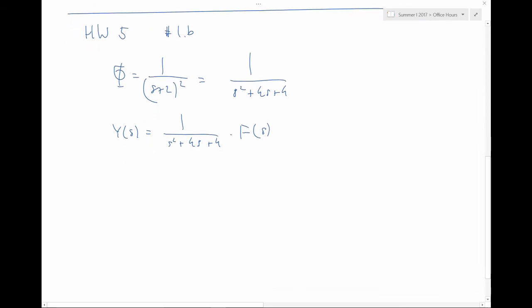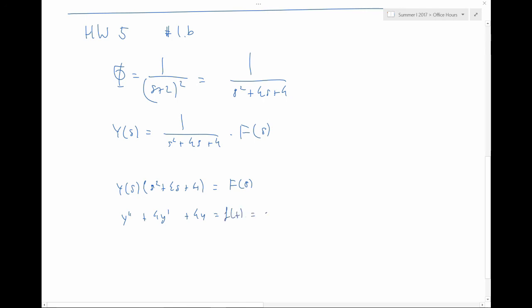Its Laplace transform. Well, if I multiply by the denominator, then I get y of s times s squared plus 4s plus 4 equal to f of s. Then when I apply the inverse Laplace transform, y of s times s squared turns into just y double prime of t, assuming the initial conditions were 0. 4s times y has the inverse Laplace transform 4y prime, and 4 times y of s becomes 4y, and that's going to be f of t.